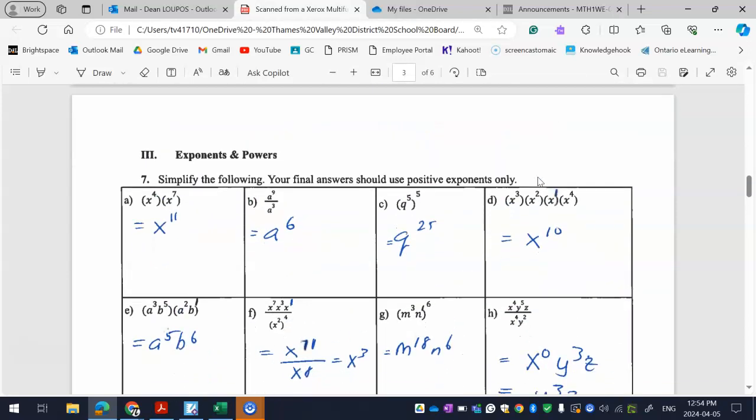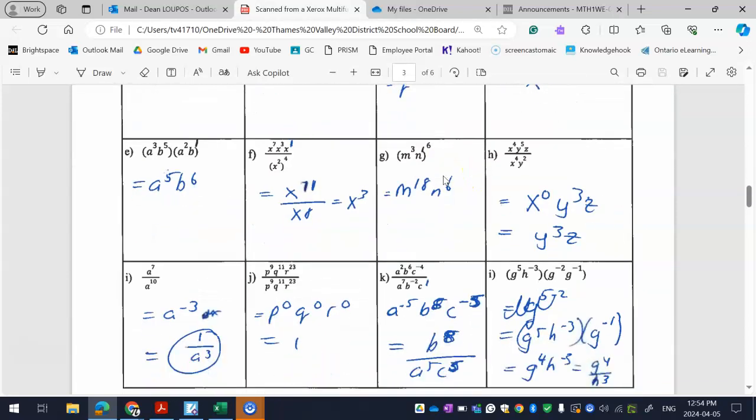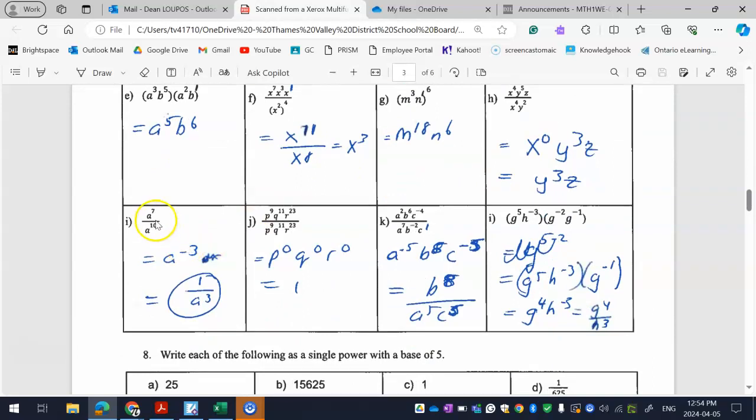We want positive exponents only. So I'm going to show you what that means here. Here I go 7 subtract 10 is minus 3. So that's fine, except I asked for positive exponents only. So when you have a negative exponent, what you're going to do is put it in the bottom of the fraction. So a to the minus 3 is the same as 1 over a cubed. All right, here you subtract each of these, and they all turn out to be zeros, and you get 1.